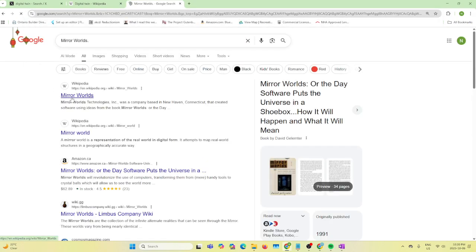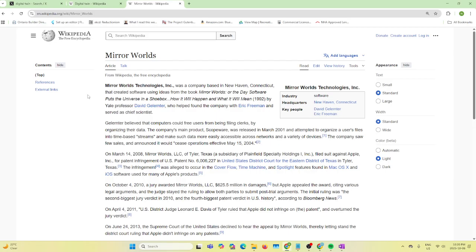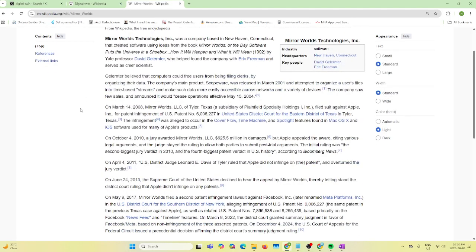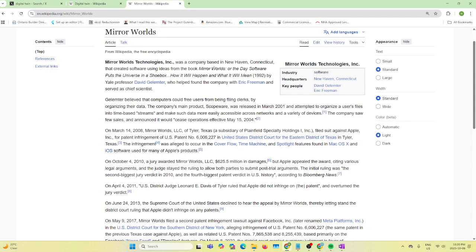Mirror Worlds was a company based in New Haven, Connecticut that created software using ideas from the book Mirror Worlds, or The Day Software Puts the Universe in a Shoebox: How It Will Happen and What It Will Mean. Okay, is there like a plot summary of this? Okay, that's a tall order, putting a universe in a shoebox, and how it will happen and what it will mean. Okay.